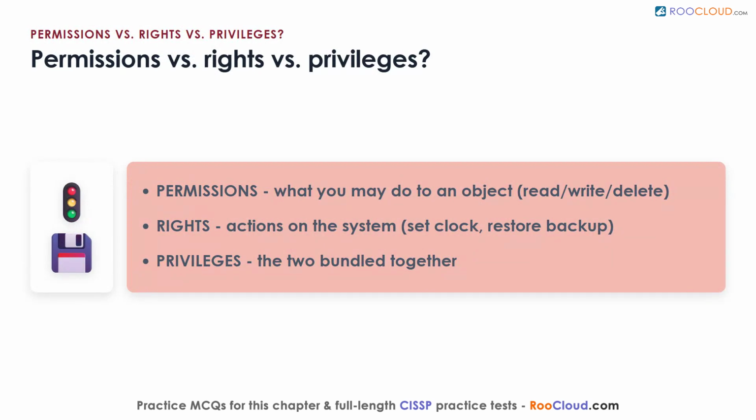What is the difference between permissions, rights, and privileges? Permissions are what you can do to an object, like read, write, or delete a specific file. Rights are the ability to take an action on a system, like changing the clock or restoring a backup. Privileges are simply the two bundled together. Think of a building. Permissions are which rooms you may enter, rights are which machines you may operate, and privileges are the master set an engineer carries.